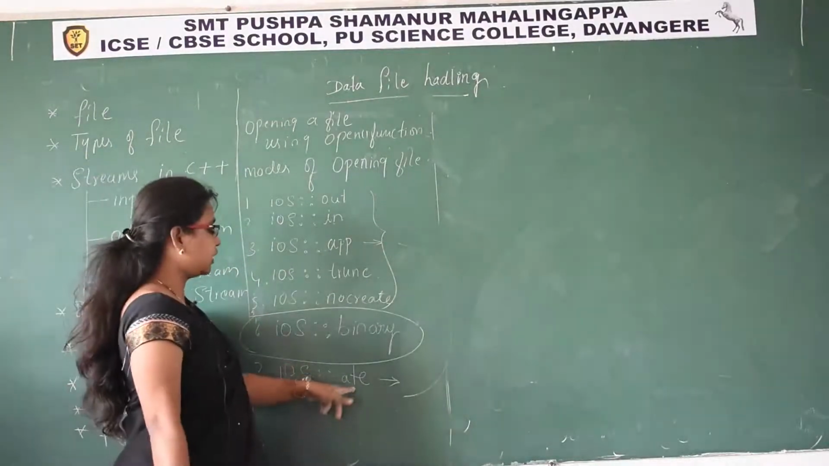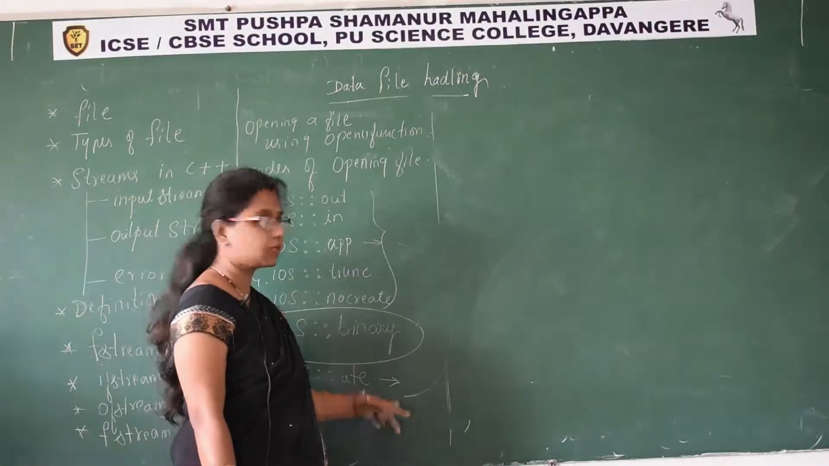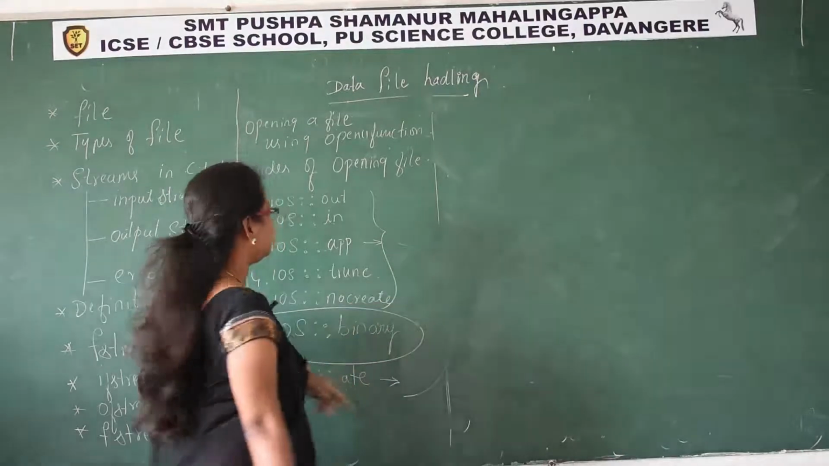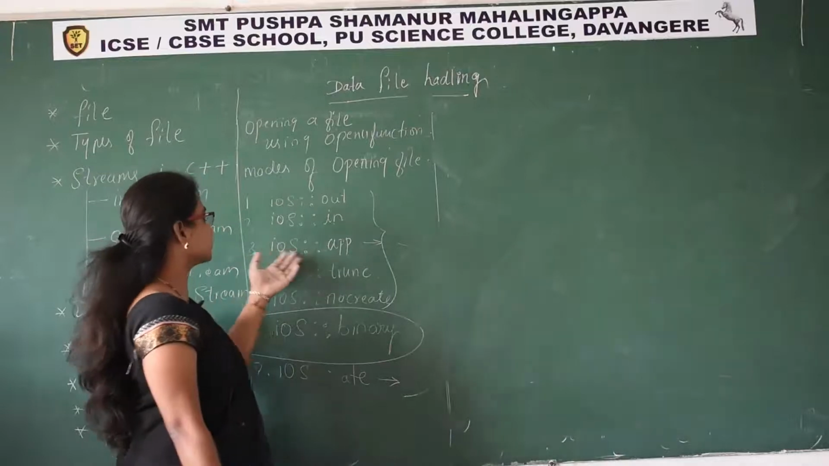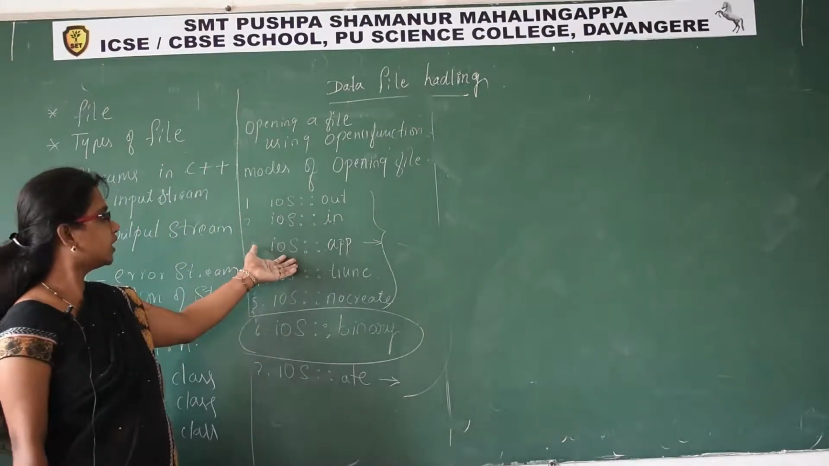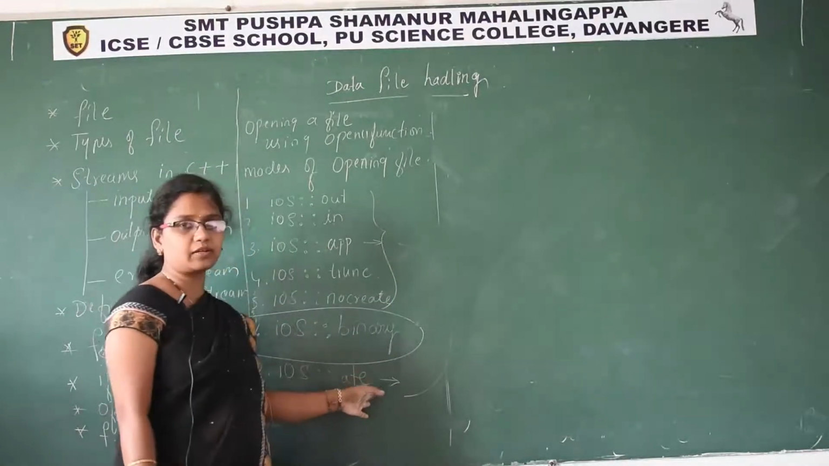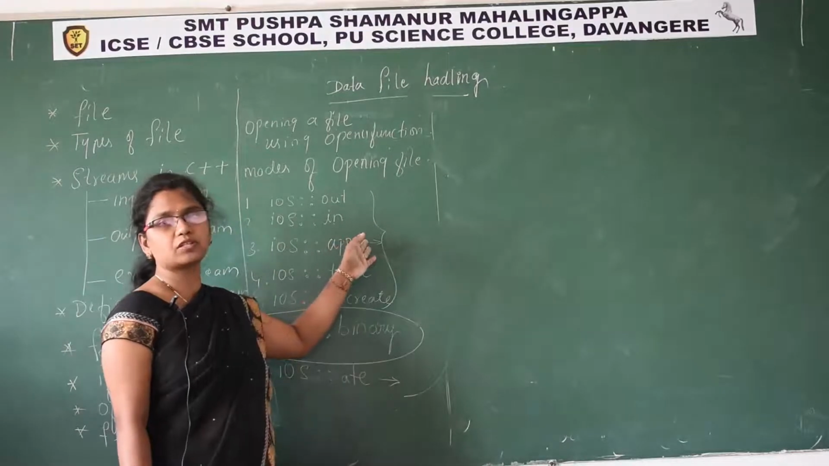ATE allows the file pointer movements. APP does not allow the file pointer movements. Understood? Or in other words, what you can say? APP doesn't manipulate the file pointer. ATE manipulates the file pointer. It allows some operations on file pointers. APP doesn't allow operations on the file pointer.